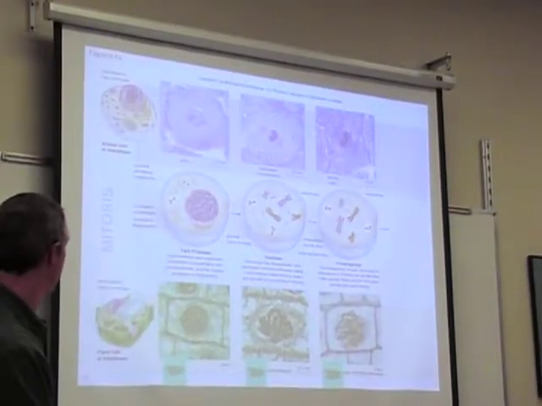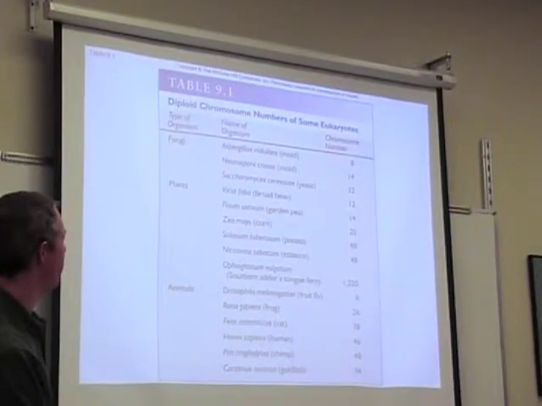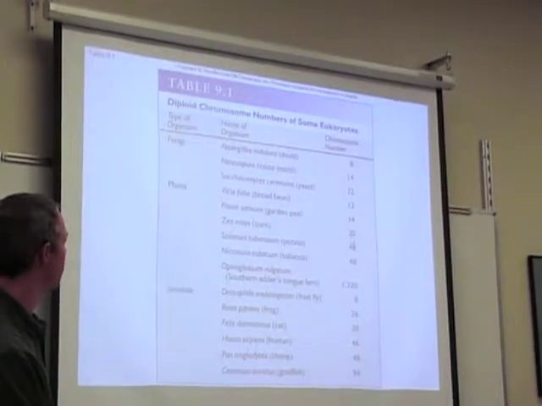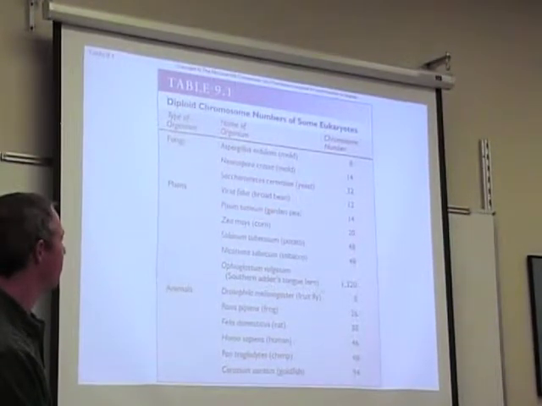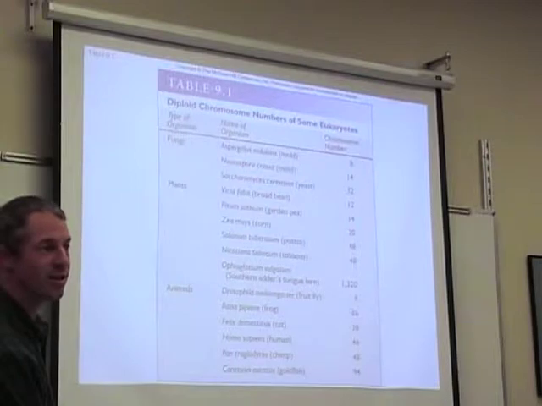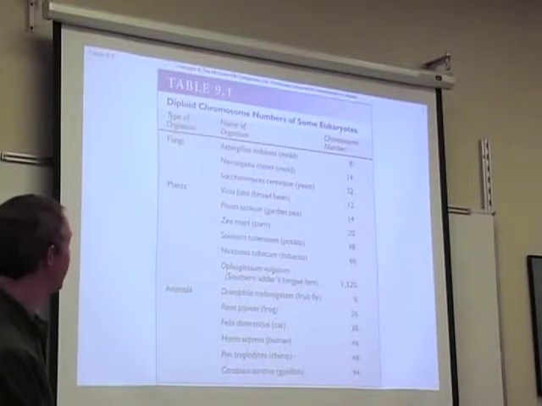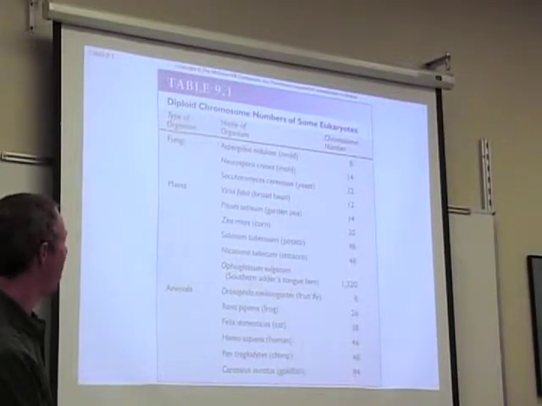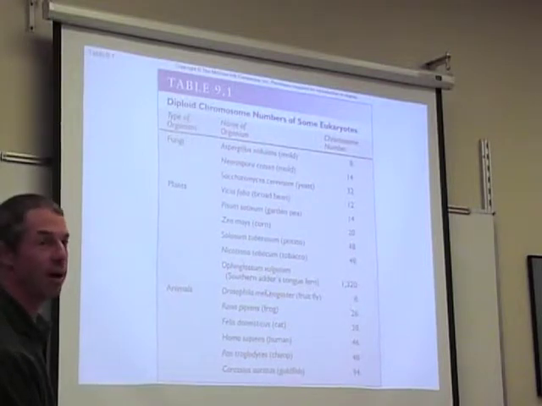Okay? Ooh, there's some different chromosome numbers. Corn, 20 chromosomes. Southern adder's tongue fern, 1,320 chromosomes. Wait, what? A lot of chromosomes for Ophioglossum vulgatum.